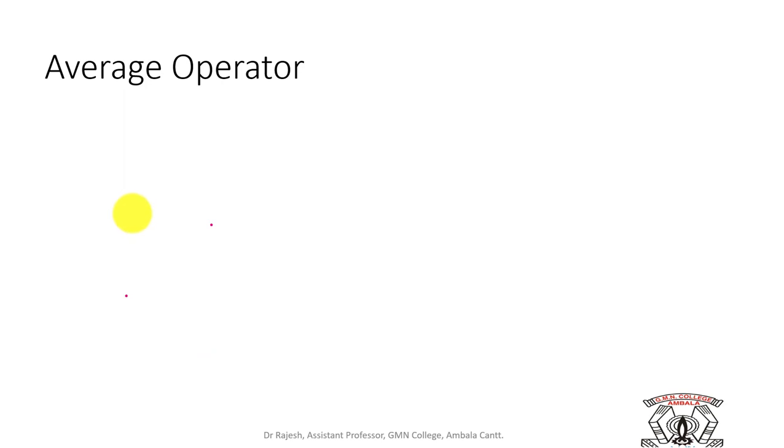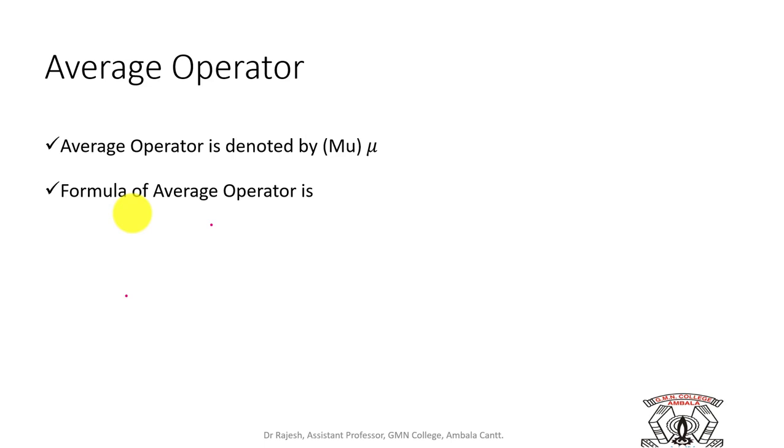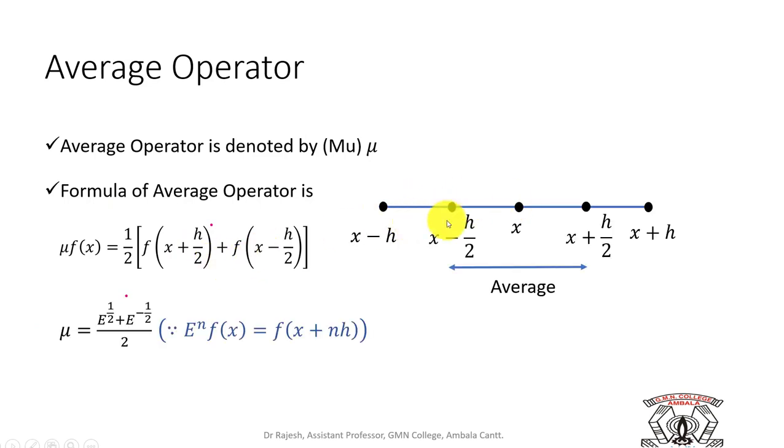Average operator, as the name indicates, average is the sum of the two numbers divided by 2. It is denoted by mu, and here is the sum of two numbers. Central, again it will be used in the central sense, in between these two. The average of two central numbers, like this one, f(x-h/2) + f(x+h/2), their sum divided by 2. In the shift operator notation, it could be written something like that, and I have discussed it at the start of the lecture, in the beginning.